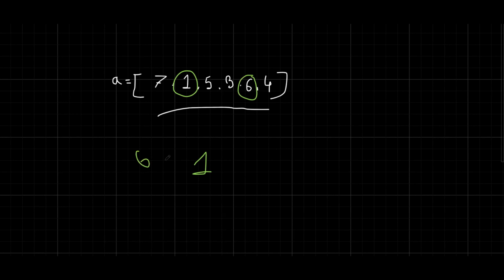So what is the profit? The profit is the difference between the selling price and the buying price, which is 6 minus 1. That means 5. So in this test case, the maximum profit is 5. So this is the basic explanation. Now let's see how we can come up with the algorithm.